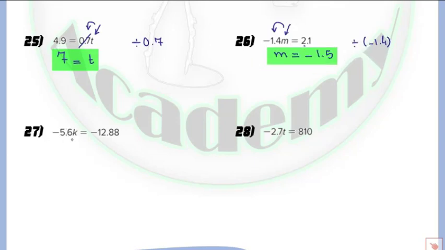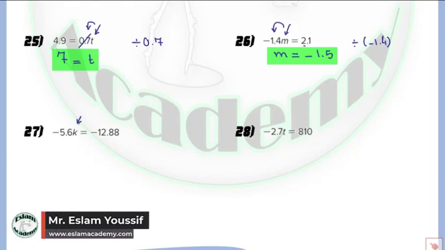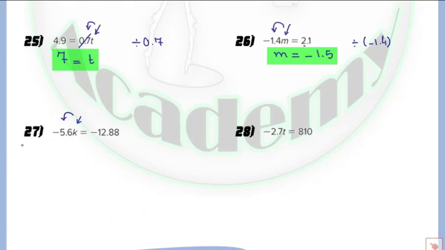Negative 5.6 k equals negative 12.88. The variable is k. Just to divide by the coefficient, because we have negative 5.6 is multiplied by k. Once we have multiplication, we'll use division. So I will divide all of the equation by negative 5.6. By dividing, you will find that the left-hand side is equals to k. And negative 12.88 divided by negative 5.6, you will find that the answer will be equals 2.3. And that will be the solution.